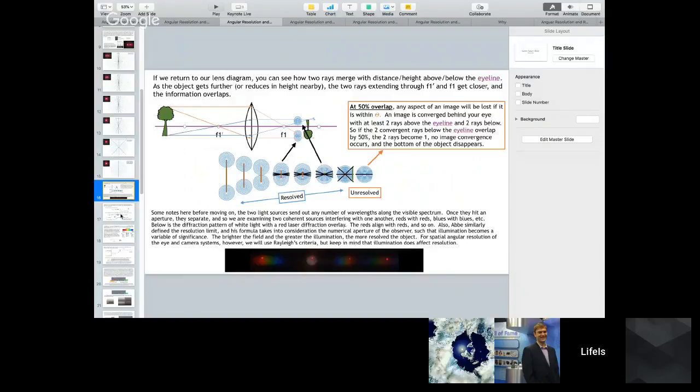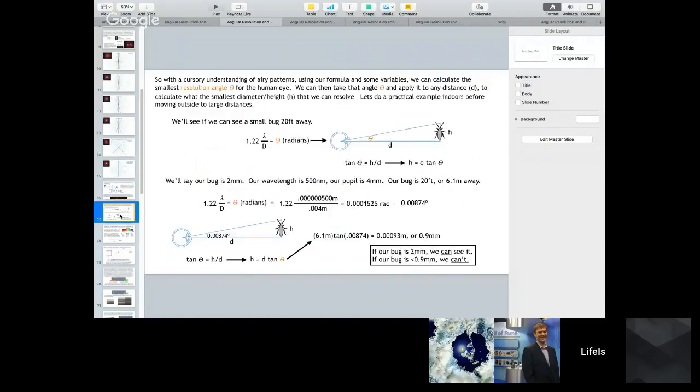So, yeah. Then I go through some practical examples about how you can calculate whether or not you would see a bug on the floor, or whether or not you would see a human hair on the floor. I won't go through that here, but all you've got to use is a little bit of trigonometry. And you model your image height here. Because this image is so far away, you can use it as a right triangle, because both these angles are essentially very close to 90 degrees with a small angle.